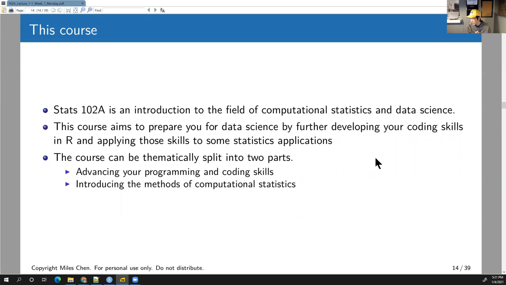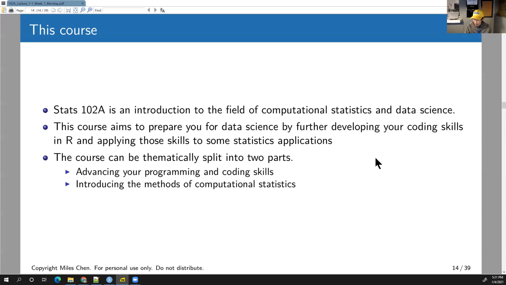Okay, so anyway, this class, Stats 102A, we can think of as an introduction to the field of computational statistics and data science. What I hope is that it will prepare you for data science by further developing your coding skills in R. So everybody took Stats 20, and I don't know how long ago you took Stats 20. Maybe it was just last quarter, maybe it was a year ago. Whatever it is, there's going to be a lot of coding, okay?